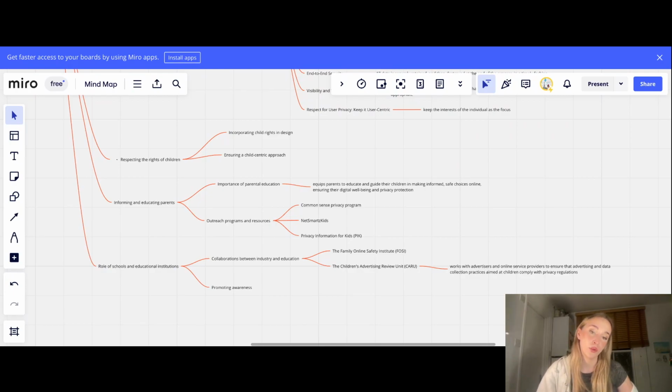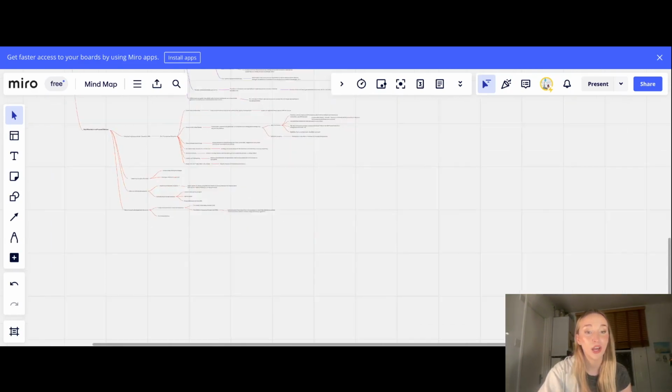So I found 3 examples of some great outreach programs. Common Sense Privacy Program is a great educational initiative. NetSmarts Kids is more aimed towards children, and Privacy Information for Kids, PIK, is another great resource. Finally, I want to briefly mention the role of schools and educational institutions, so collaborations between industry and education. 2 examples are the Family Online Safety Institute, or FOSI, and the Children's Advertising Review Unit, CARU, which worked with advertisers and online service providers to ensure that advertising and data collection practices aimed at children comply with privacy regulations. And finally, it's worth mentioning promoting awareness for both parents and children and the industry of this topic.